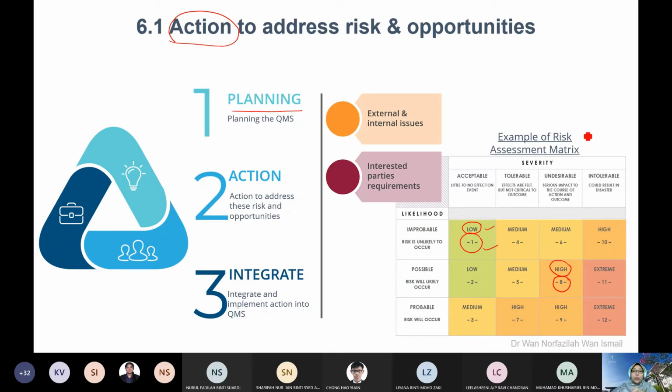This one you might use when you do your internship or you work in industry that have lab, or those who don't have lab also use this, the same assessment matrix. Okay, this is only for your information, for you to see the real example of addressing the risk and opportunities. Okay, what you need to know is this information, the action, how they address the risk and opportunities.